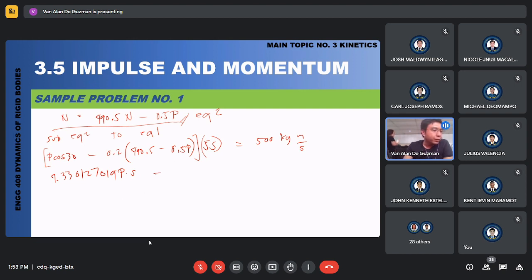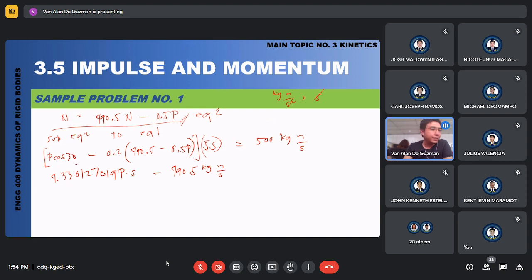Minus, so this one, we multiply this while simultaneously distributing this. So 0.2 times 490.5 times 5. So we have 490.5. What is the unit of this? Newtons. This one is in newtons too. But since we multiplied it with seconds, it is newton second, or what is a newton second? Kilogram meter per second squared times second. So one of the seconds cancels, leaving us with kilogram meter per second.